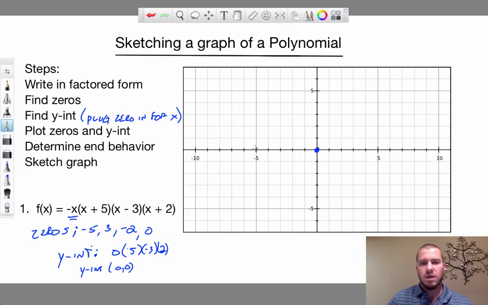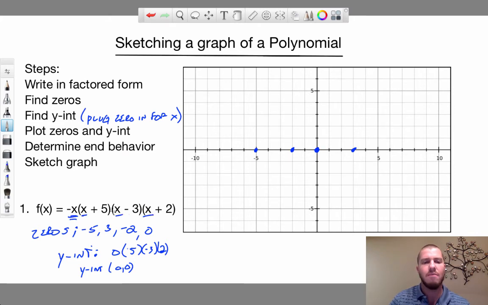So that's going to be my y-intercept. Plot my other zeros. I have at -5, +3, and -2. So these are my zeros. My y-intercept is the origin, and I need to determine the end behavior. You don't have to multiply everything out. All I'm concerned with is that first term of the standard form of the polynomial, which is going to come from just multiplying all of these.